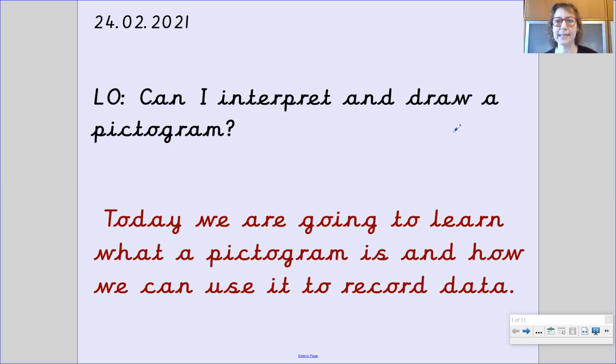Yesterday we were looking at tally charts and today we're going to look at how you turn those into pictograms. And a pictogram is exactly what it says it is. It's a picture.